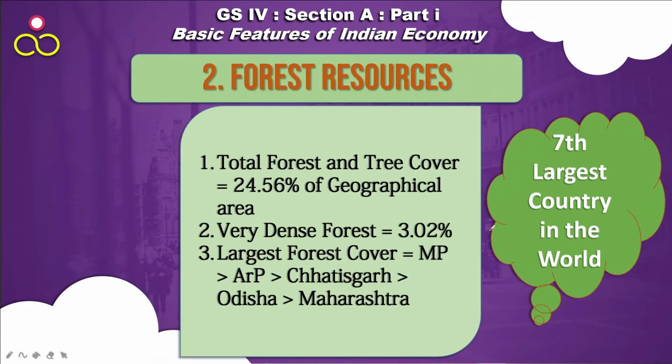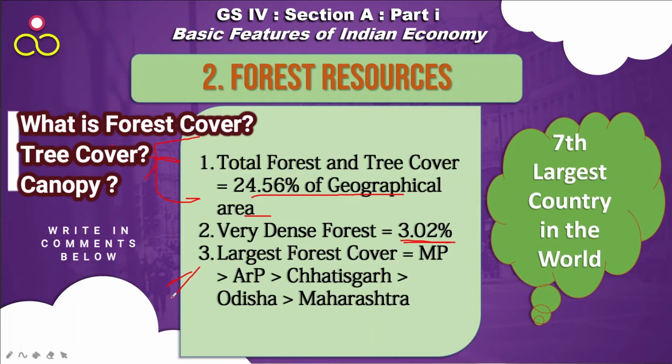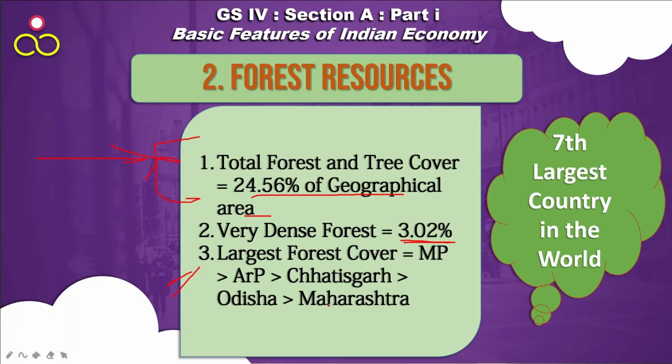Forest resources, the total forest and tree cover is 24.56% of geographical area. See, from 1947 or 1951 till 2011, find out what's the increase or decrease in total forest and tree cover. The dense forest is 3.02%. Largest forest cover in terms of the total area of forest is Madhya Pradesh, then Arunachal Pradesh, Chhattisgarh, Odisha, Maharashtra. Similarly, find out which are the states with the largest forest cover in terms of percentage of their geographical area.